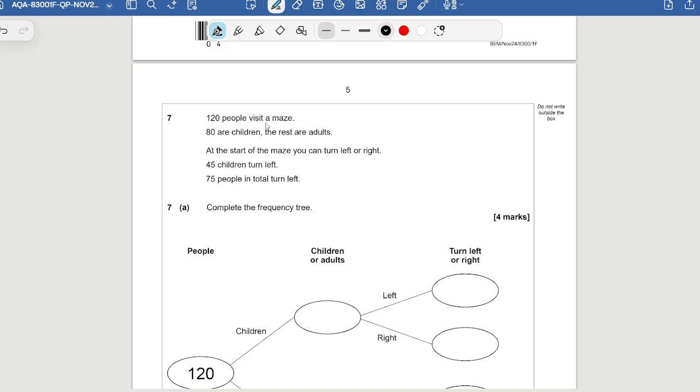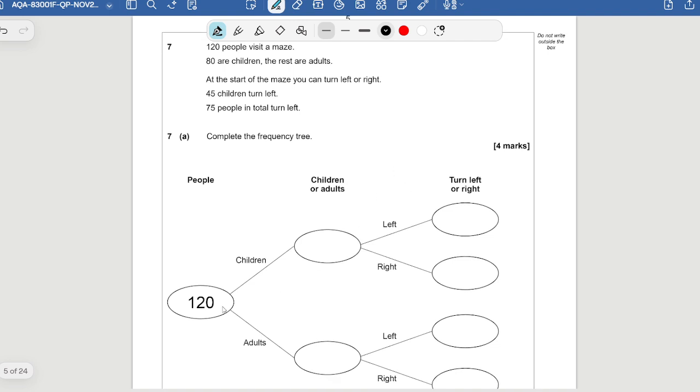120 people visit a maze. 80 are children and the rest are adults. At the start of the maze, you can turn either left or right. 45 children turn left and 75 people in total turn left. Complete the frequency table, a tree.